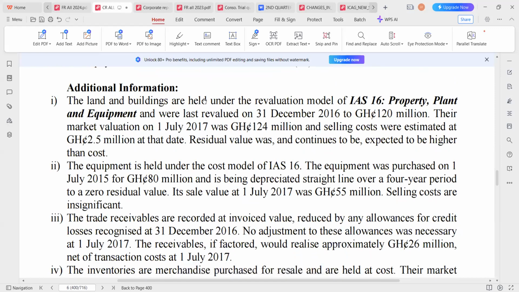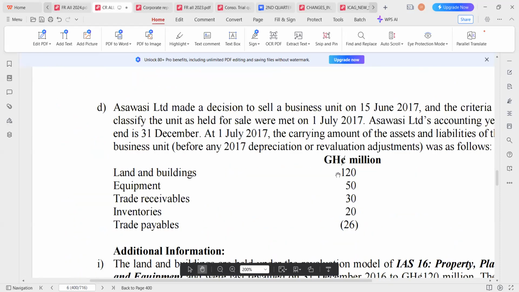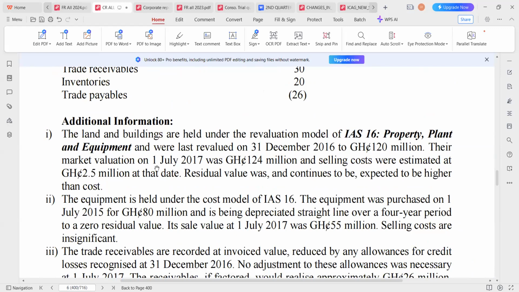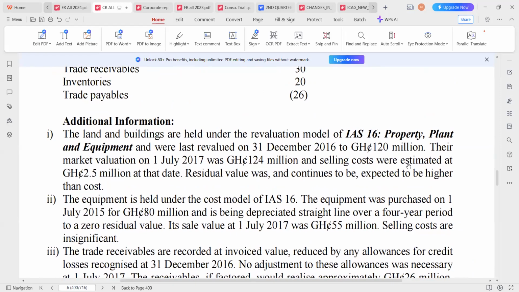Now let's read. The land and building were held under revaluation model. Please, for revaluation model, you pick the revalued amount as at the time they did the reclassification. They were last revalued on 31st December at 120. So this 120 figure you see here is as at 31st December. We don't want that. Their market value on 31st July 2017 is 124 million. So what's the revalued amount? 124. Selling cost is estimated to be 2.5. Ignore. Don't pick that one.